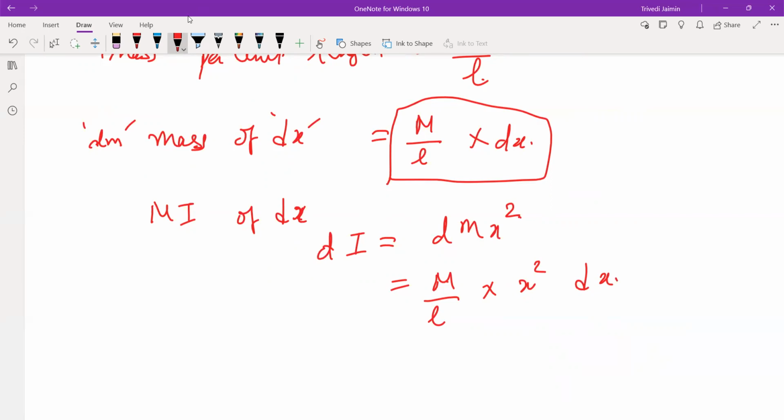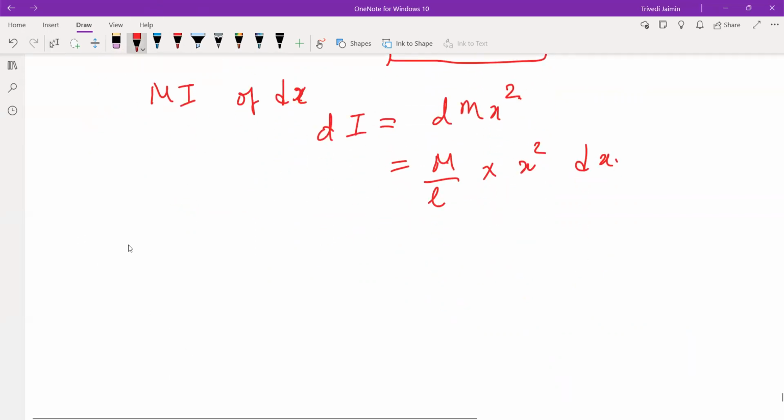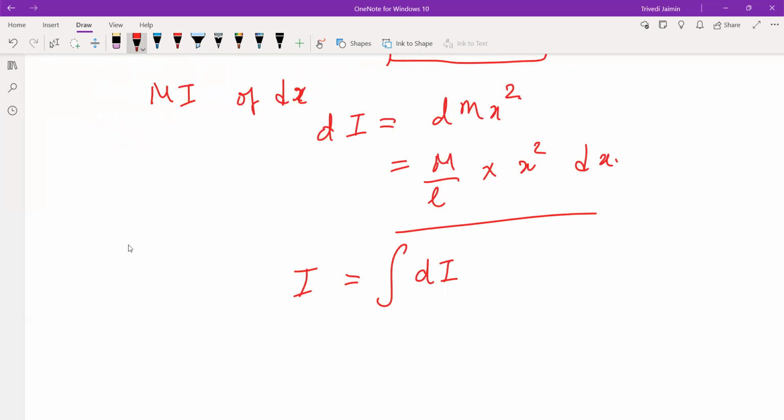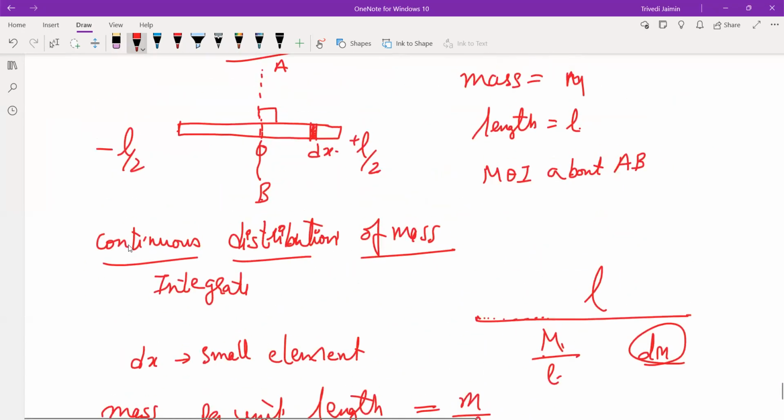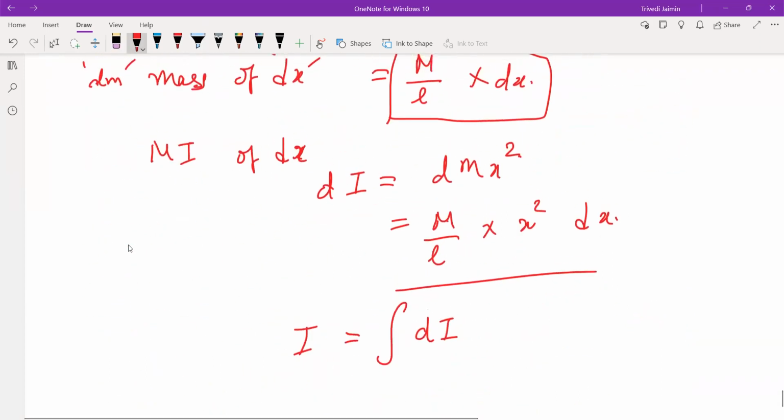So what will be the limits? We need to integrate here. Integration of dI, then we'll write this value for dI. But what will be the limits? We are integrating throughout the length, right? So the limits will be L by 2 and minus L by 2, plus and minus.